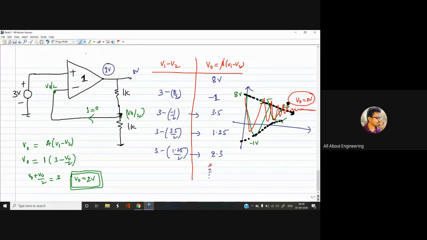If you repeat these iterations, at some point, see here, 8 volts to 3.5, 3.5 to 2.3, or here also minus 1 to 1.25, 1.25 to somewhat like that. If you continue these iterations, soon it is going to hit the original output, 2 volts. And once it has reached 2 volts, then this would be 1 volt. So 3 minus 1 is always 2. Then it will clamp, or it will be stuck at that value, that is 2 volts.